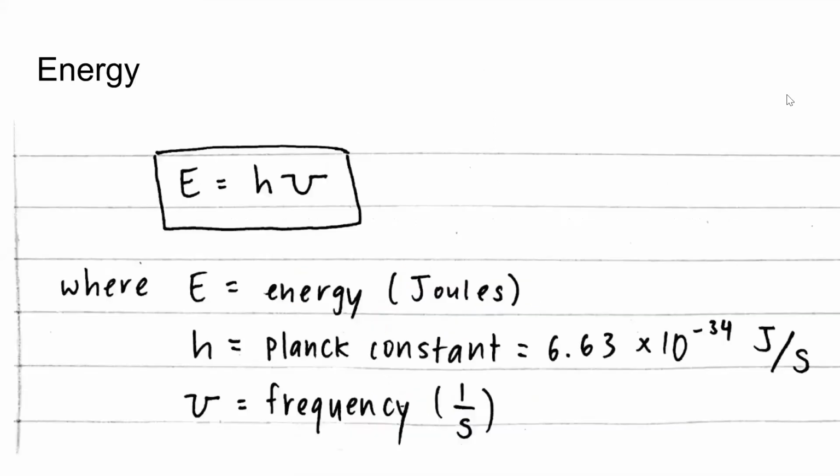So here's the energy equation. E is equal to h times the frequency. Frequency, you already know what that is. E is always energy in the units of joules. And h is a constant named after Planck, so it's Planck's constant. That number will always stay the same, which is 6.63 times 10 to the negative 34 joules per second.